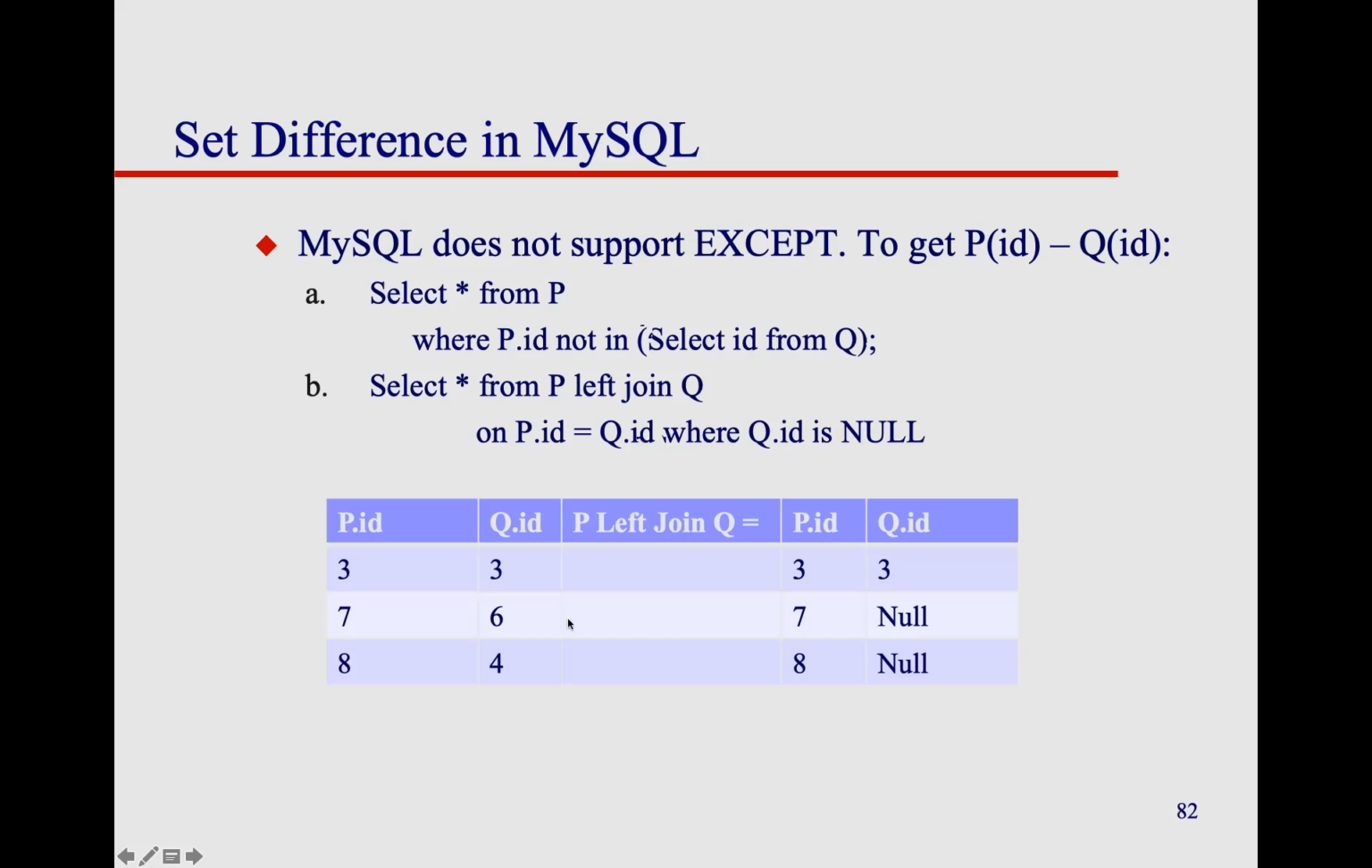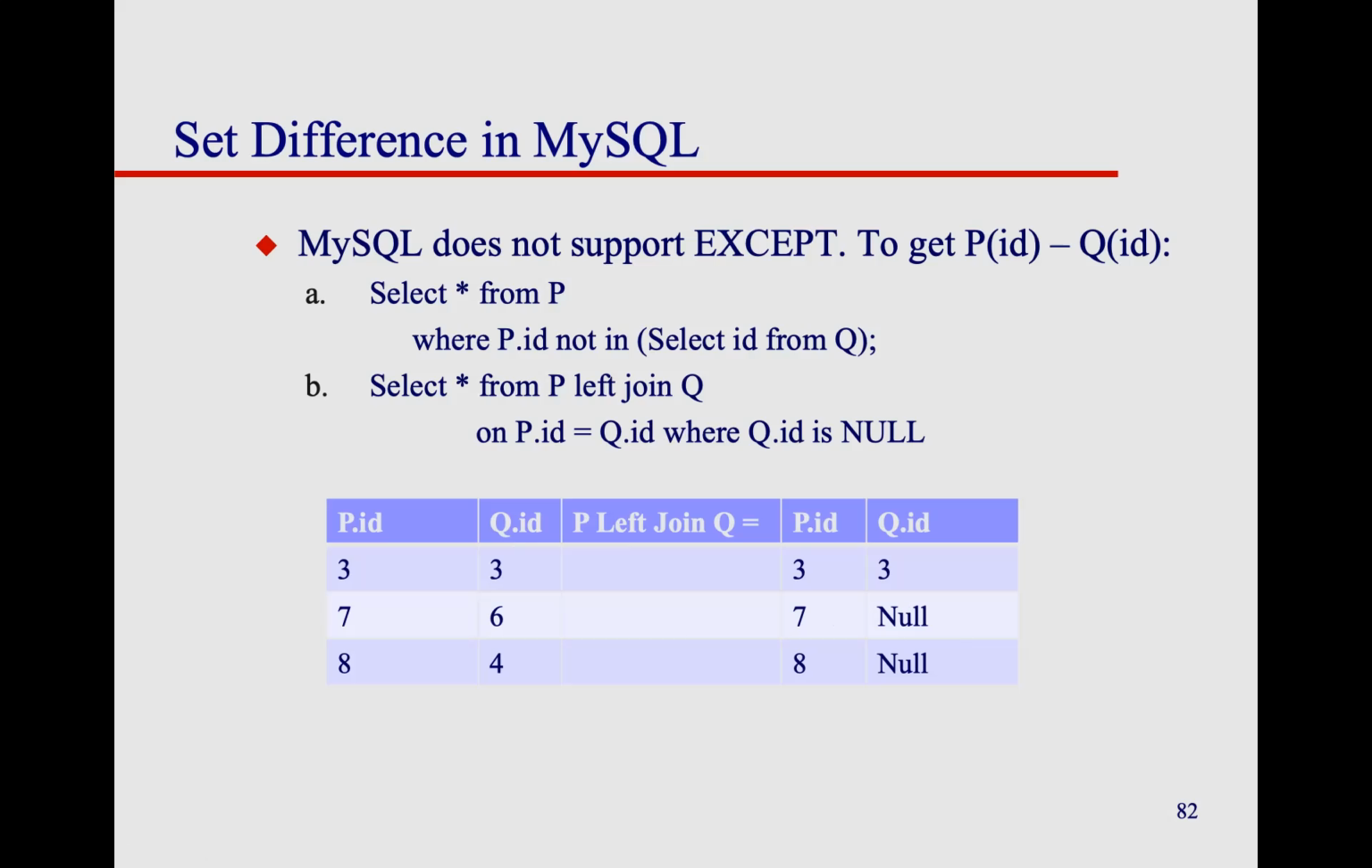So in this case, this would be the result of the left join right here. You can see 7 and 8 get nulls because they don't match anything in Q, and those are the two tuples we want. So this is a slightly more opaque way of writing set difference, but it works equally well.